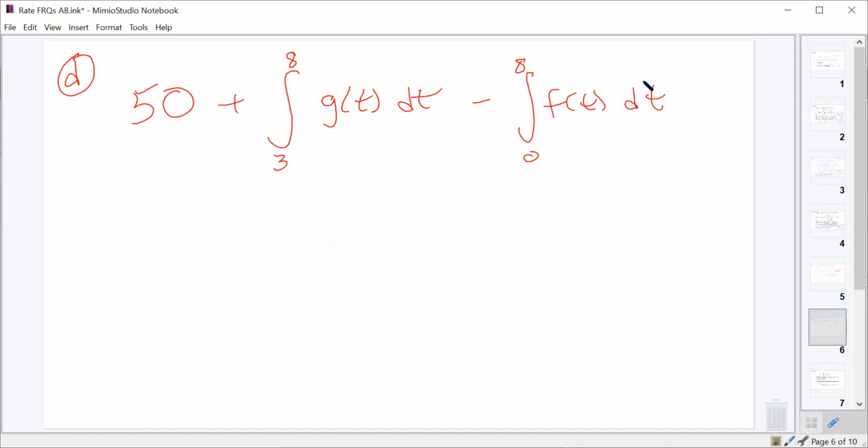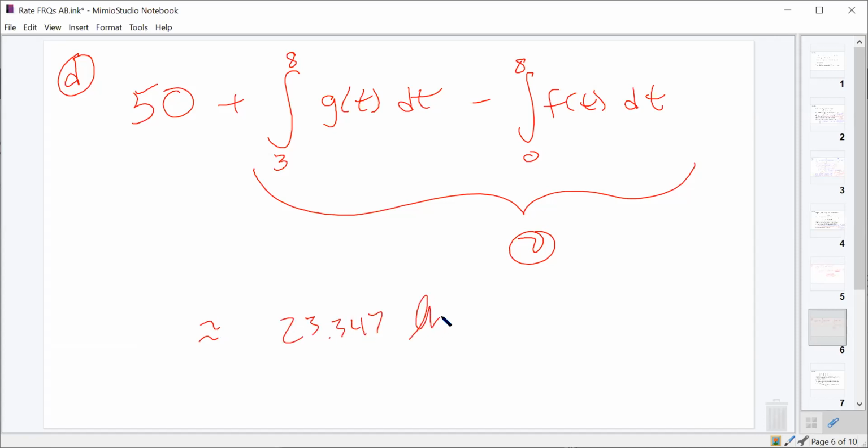And so setting up that integral there, without the 50, you didn't have to have the 50 to get these 2 points. So using the correct integrals, that's worth 2 points. And then getting the approximate answer of 23.347 from your calculator is the third point for part D. Good or no?